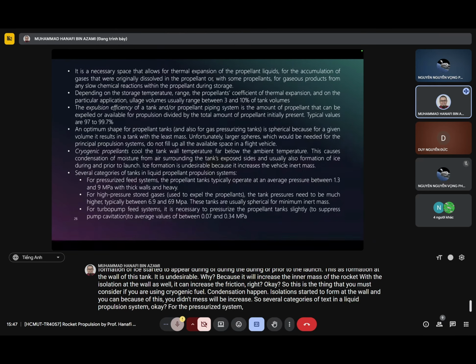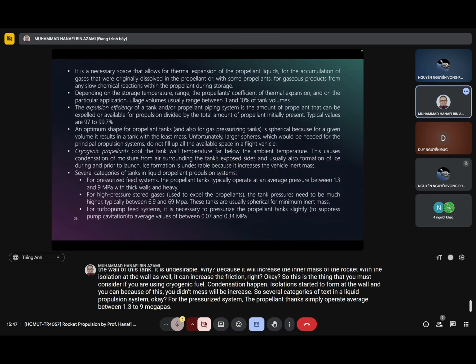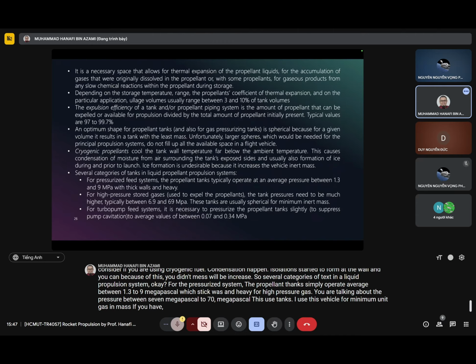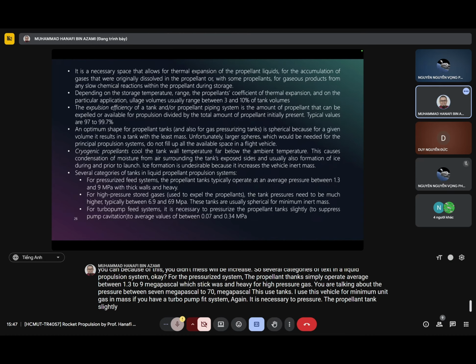There are several categories of tanks in a liquid propulsion system. The propellant tanks typically operate on average between 1.3 and 9 megapascal, with thick walls and heavy. For high pressure stored gas, you are talking about pressures between 7 megapascal and 70 megapascal. These tanks are usually spherical for minimum inert mass. If you have a turbo pump feed system, it is necessary to pressurize the propellant tank slightly above the pump cavitation, with an average value between 0.07 and 0.34 megapascal.